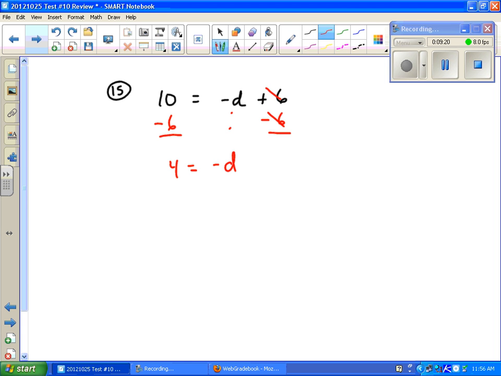This is the same thing as -1 times d. So in order to undo -1 times d, you divide by -1. You divide that side by -1. You have to do the same thing over here. And d equals 4 divided by -1. Opposite signs are always going to be -4.